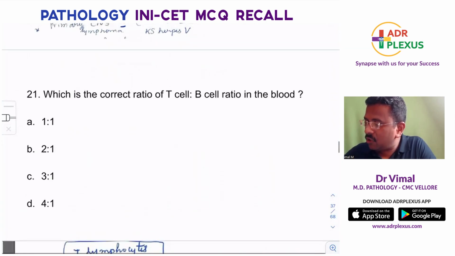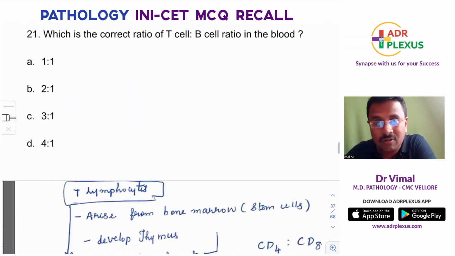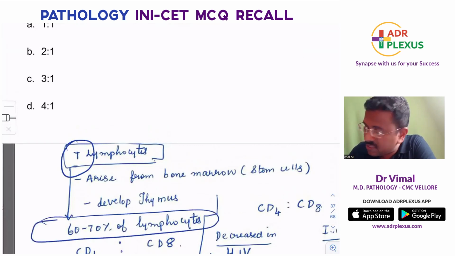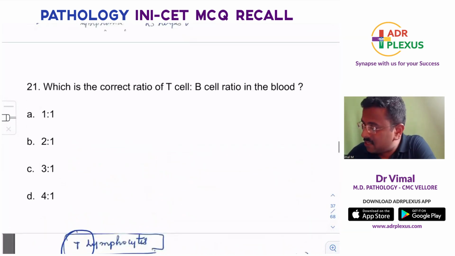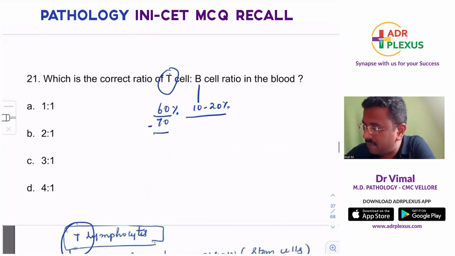Which is the correct ratio of T cells to B cells in the blood? If you remember our workbook sessions, we have discussed this also: T lymphocytes constitute about 60 to 70% of the lymphocytes, and B lymphocytes are around 10 to 20%.